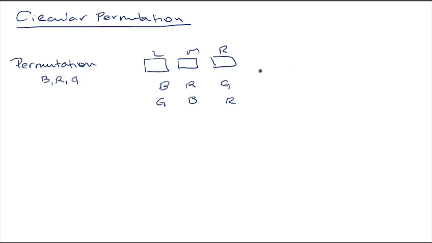So all the permutations of this situation would be blue, red, green; green, blue, red; blue, green, red; green, red, blue; and so on. So these are the shufflings, the ways you can organize.